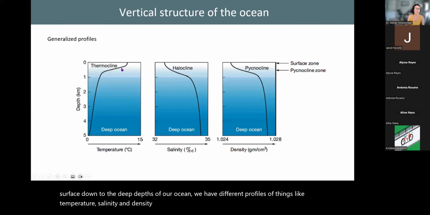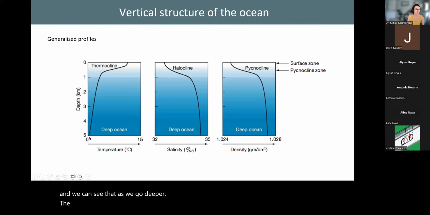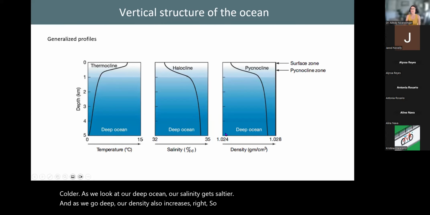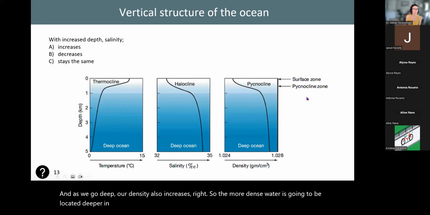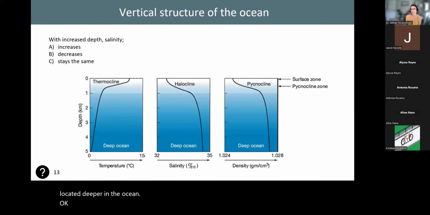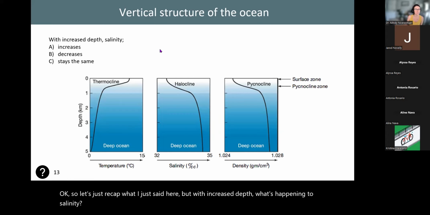Our temperature profile is on the left here, and we can see that as we go deeper, the temperature gets colder. As we look at our deep ocean, our salinity gets saltier. And as we go deep, our density also increases, right? So the more dense water is going to be located deeper in the ocean. Let's recap what I just said: with increased depth, what's happening to salinity?